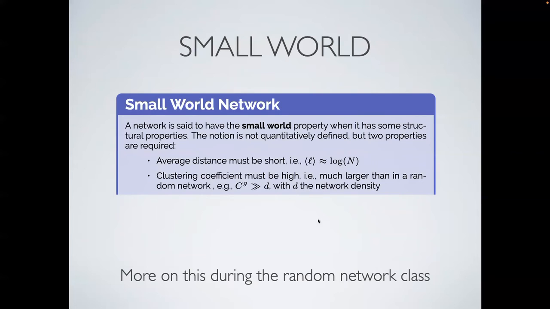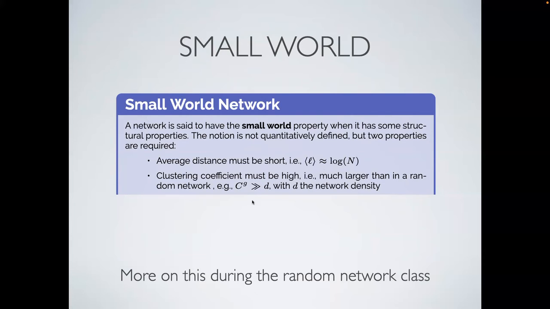A network is said to be small world when it has a short average distance. It means something like the average distance is about the logarithm of the number of nodes, so it grows very slowly with the number of nodes. Short average distance, and a high clustering coefficient. It means that you have a lot of triangles, a clustering coefficient much higher than in a random network.